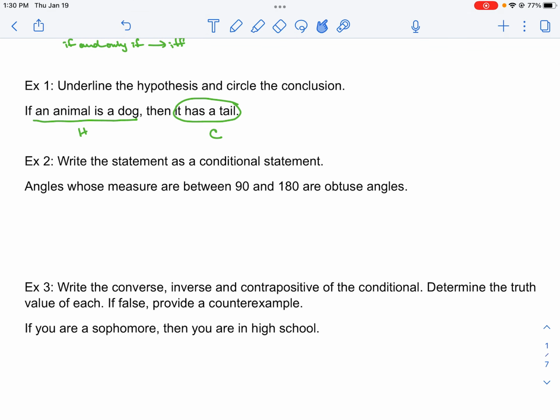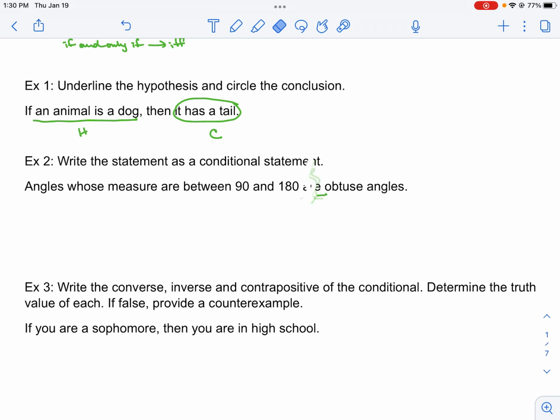Example 2, write the statement as a conditional. When you're writing it as a conditional from the original sentence, this is going to be a little bit of English here. You have to find the verb. The verb is going to tell you where your split is. So, angles whose measure are between 90 and 180 are obtuse angles. Technically you have two verbs here with the "are." But if I'm thinking about this, I have a definition because we have obtuse angles.